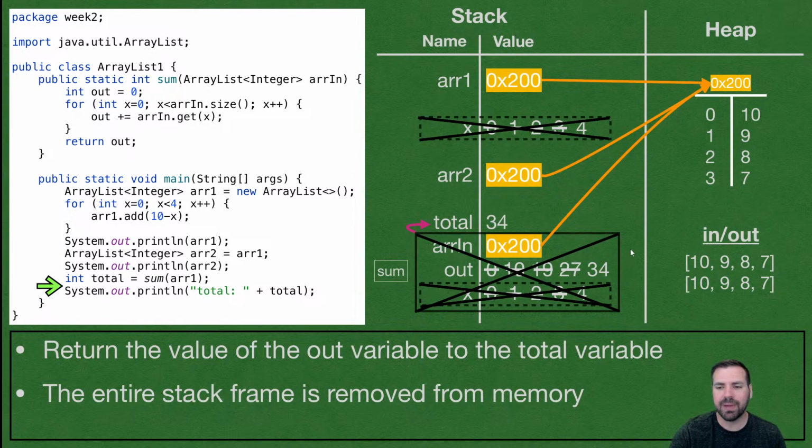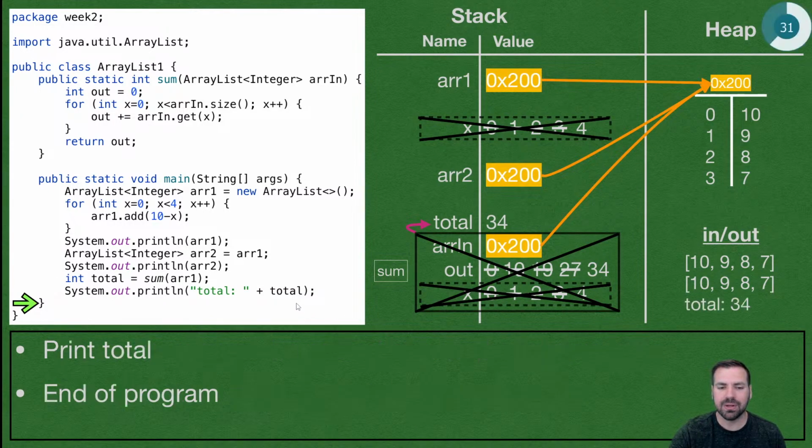When we return from the method, cross out the entire stack frame, and then the return value follows the return arrow into whatever variable we're storing it in. In this case, total gets 34, and then print total to the screen, total 34. We hit the end of the main method, so that's the end of the program.